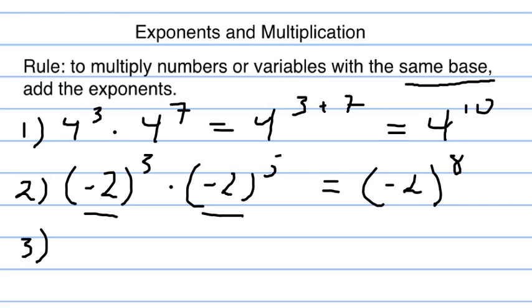And in the last example, we have variables. I have x squared times x to the 1st power. We don't normally write x to the 1st power. We'd usually just write it as x. But to make sure that you recognize there's an invisible 1 there, I put it there. And so our answer is going to be x to the 3rd power, or x cubed.